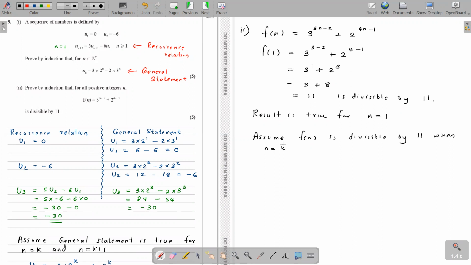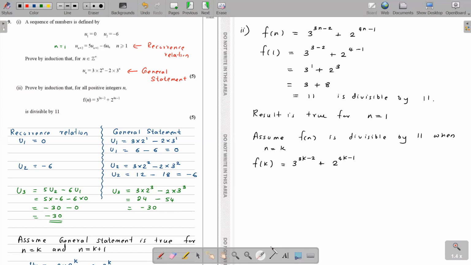So when n equals k, what do we get? Fk equals 3 to the power 3k minus 2 plus 2 to the power 4k minus 1. We assume that Fk, equal to 3 to the power 3k minus 2 plus 2 to the power 4k minus 1, is divisible by 11. Is that clear?